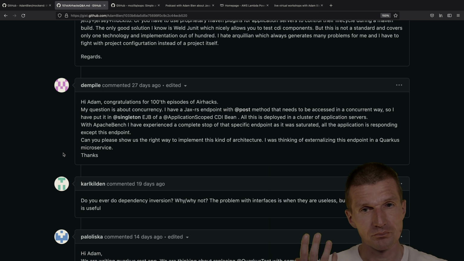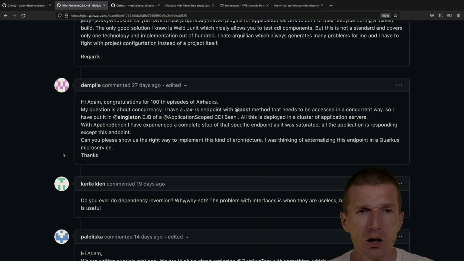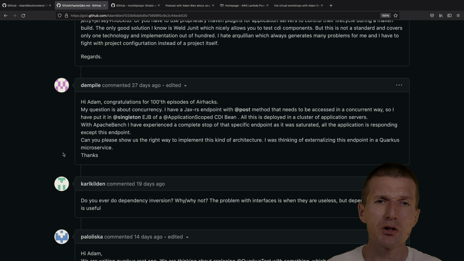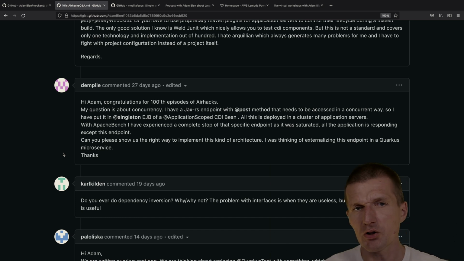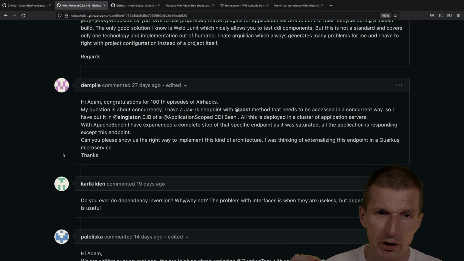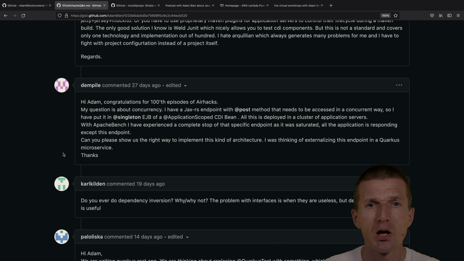What he says is there is one singleton EJB. If you have a @Singleton EJB, and this is EJB, not Jakarta @Inject, and you cause load on this EJB, it actually locks the instance, so there will be only one transaction per instance. If you are using application scope, there is no locking at all. So the question is, show me the right way to implement this kind of architecture.